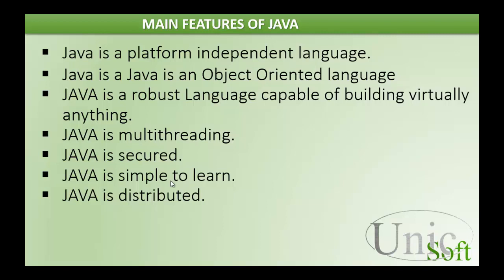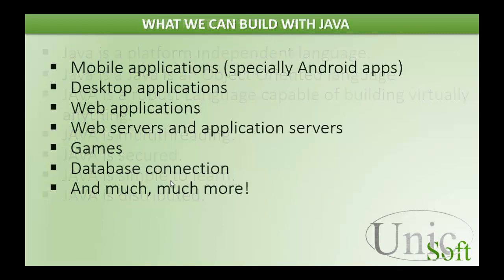Java is secure, that is, it can be used to build any kind of secure system. It is basically simple to learn in terms of the syntax and the way it is compared to things like maybe C++ or C itself. Java is distributed. So these are some of the main features of Java, and these are the benefits we can get from learning Java. So here we can see a couple of things we can build with Java.